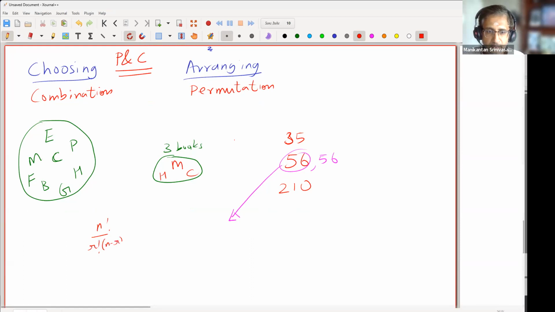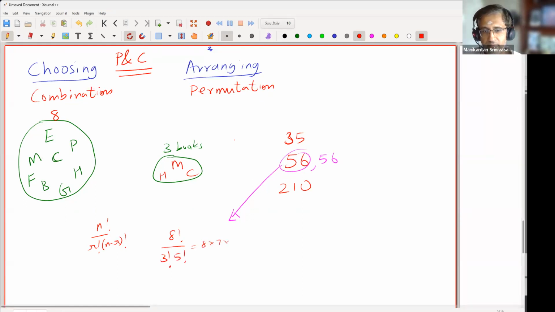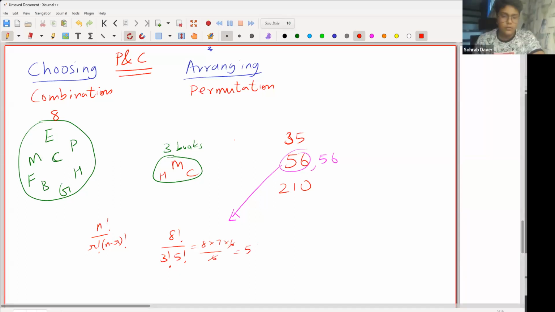Okay. And how many books are there here? There are 8 books here, right? Yeah, so 8 factorial over 3 factorial into 5 factorial. So it becomes 8 into 7 into 6 upon 6. So 8 into 7 becomes 56. Okay. And Akrit, did you make a mistake of assuming there are 7 books here instead of 8?